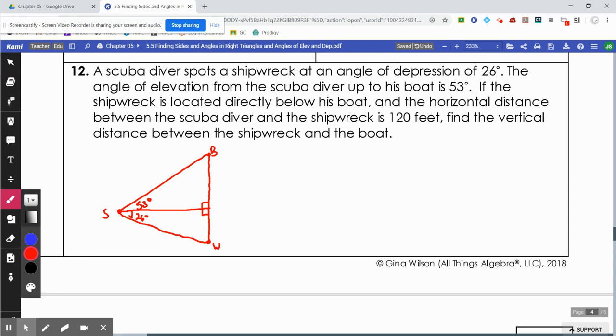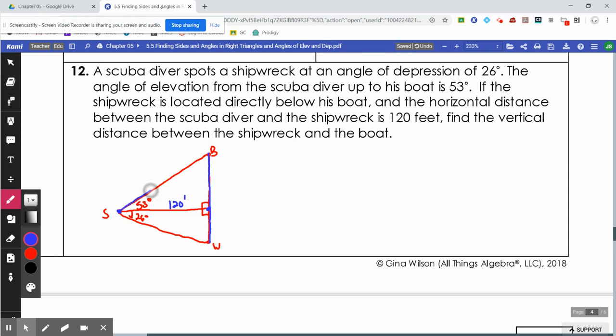The horizontal distance between the scuba diver and the shipwreck is 120 feet. So the horizontal distance would be the distance from here over to here. That's 120 feet, which is actually the same horizontal distance that he would be from the boat since everything is lined up nice and neat. Now let's find the vertical distance between the shipwreck and the boat. How far is it from here up to here? We're just going to work a problem twice.